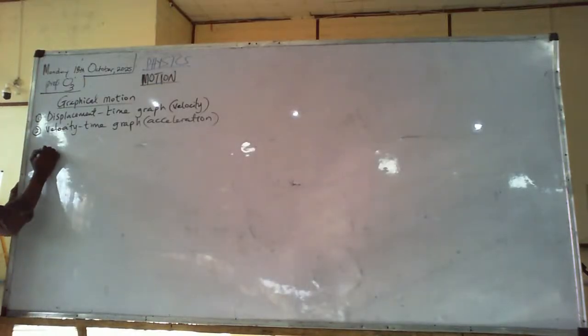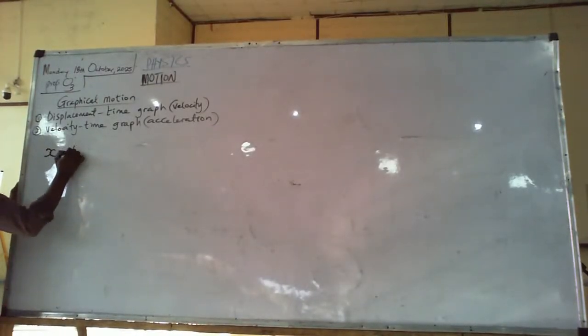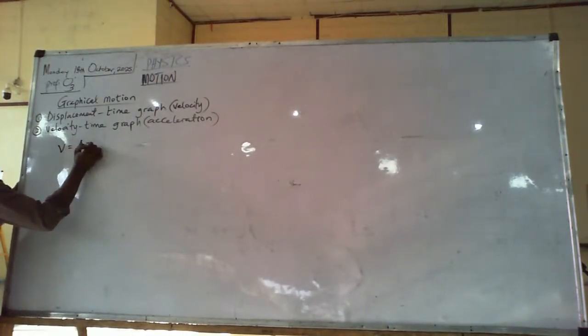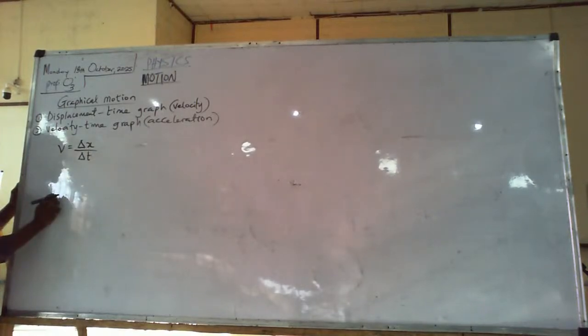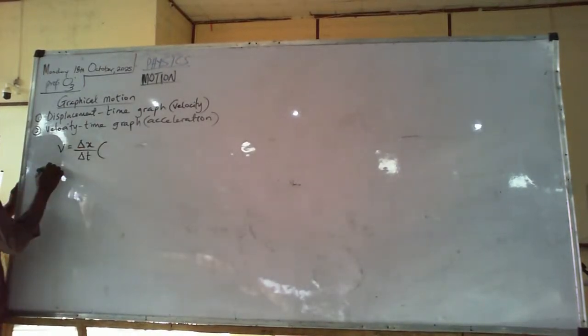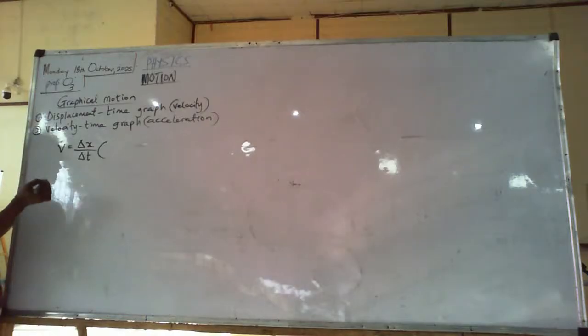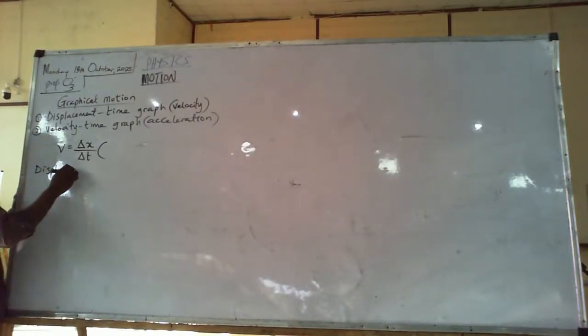So if I have displacement x, velocity is going to be change in displacement over change in time, dx/dt. The rate of change of what? Displacement with respect to time is velocity.